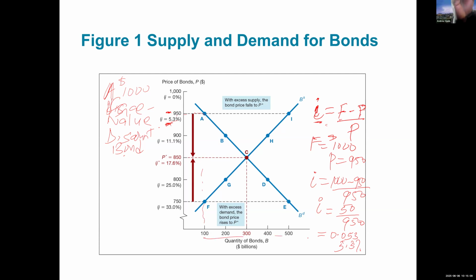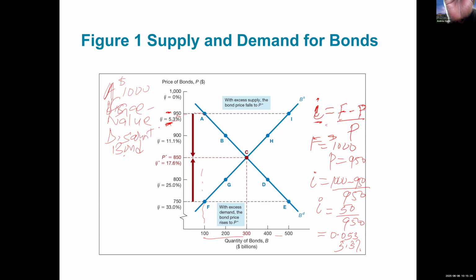So this is saying that when the price of the bond is $950 and the interest rate is low at 5.3%, buyers of bonds, or the investors or lenders of funds, don't want to lend a lot of money. They don't want to buy many bonds because they don't get paid a lot of interest. See, that's why the quantity demanded is only $100 billion.